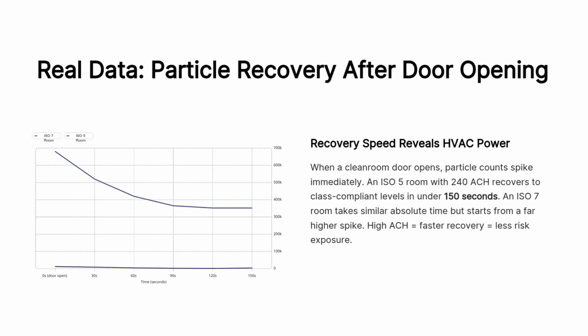When a cleanroom door opens, particle counts spike immediately. An International Organization for Standardization 5 room with 240 air changes per hour recovers to class-compliant levels in under 150 seconds. An International Organization for Standardization 7 room takes a similar time but starts from a higher spike. High air changes per hour means faster recovery and less risk exposure.